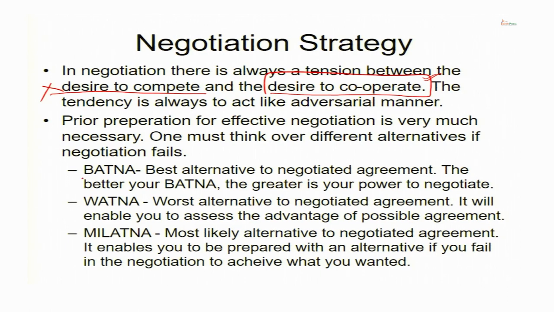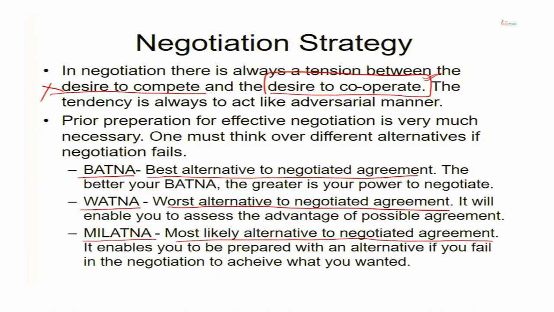One is BATNA. BATNA means best alternative to negotiated agreement. What is your best alternative if negotiation fails? Next is WATNA, worst alternative to negotiated agreement. What worst can happen if there is no settlement? And third is MLATNA, most likely alternative to negotiated agreement. What is the most likely situation I will find myself in if negotiation fails? One must know his BATNA, WATNA and most likely alternative. Because these help you in the process of negotiation.